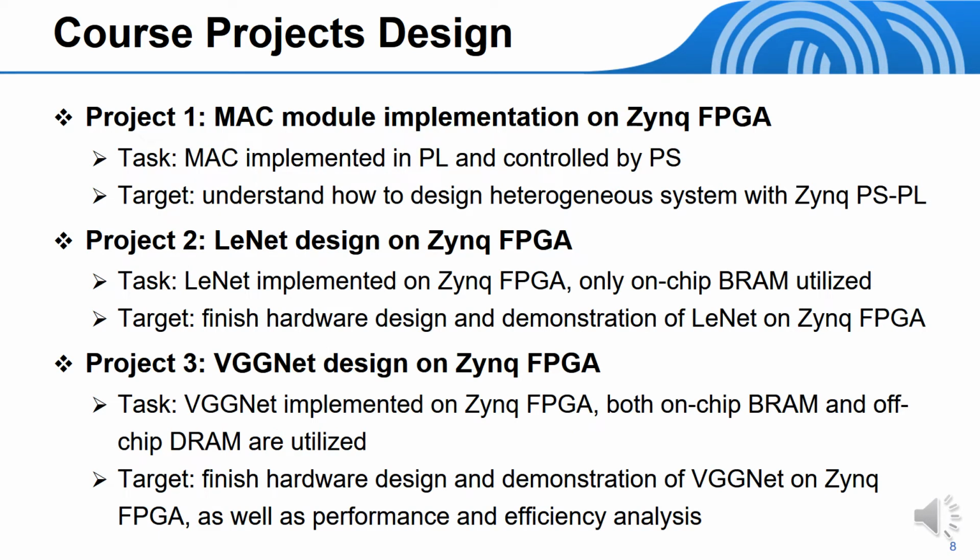For course projects, we have 3 designs. The first project is to design a MAC module in a Zynq FPGA. With this project, students could understand how to design a heterogeneous system. The second project is to design a LeNet on a Zynq FPGA. For such a network, only on-chip block RAM is enough, while no off-chip DRAM is required. But for the final project, they are required to implement a VGG net on a Zynq FPGA. For such a large-scale network, off-chip DRAM has to be utilized to store the huge number of model parameters, and students could also do some performance evaluation and efficiency analysis.